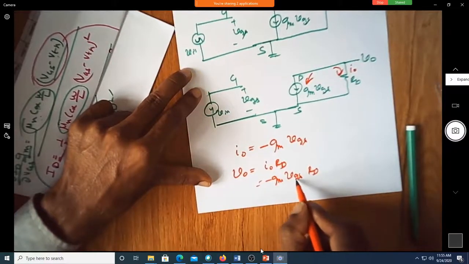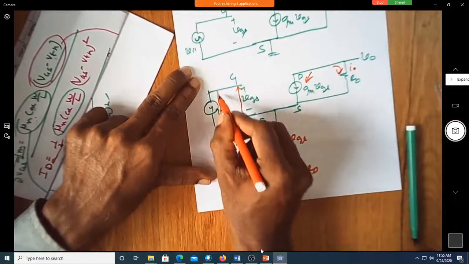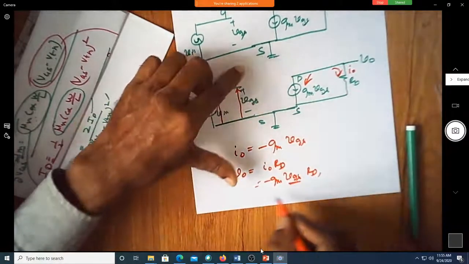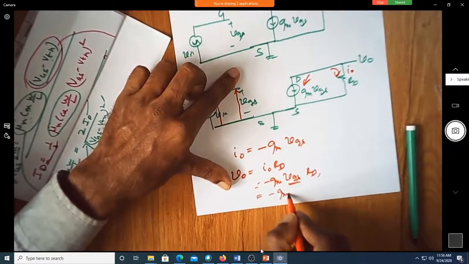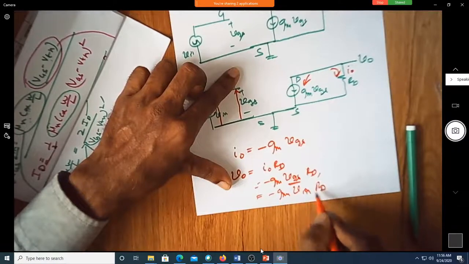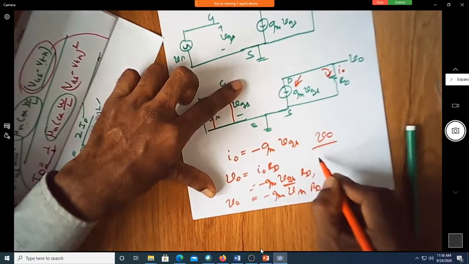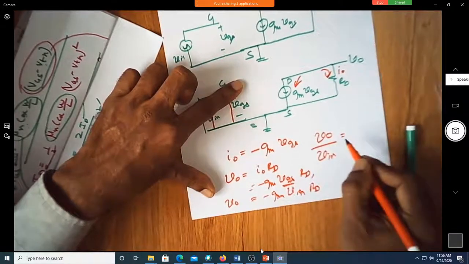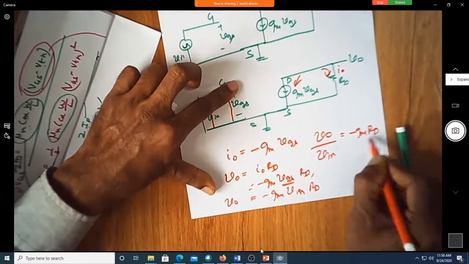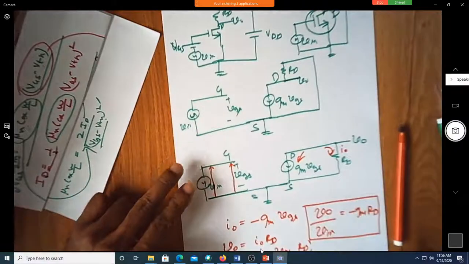Yes, sir. So what is this VGS? This is the VGS value. Is it not the same as this, because there is no resistor here? So can I now write it as minus gm into V in into RD? This is V naught. Yes, sir. What I'm looking at is V naught by V in, because this gives me the amplification factor. Is it not minus gm into RD? Yes, sir. This is the expression you're looking for.